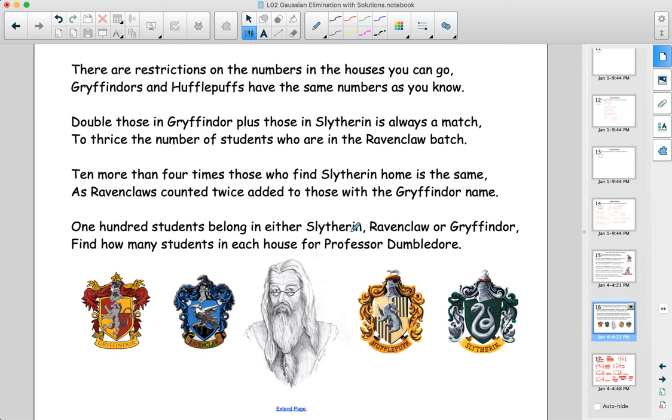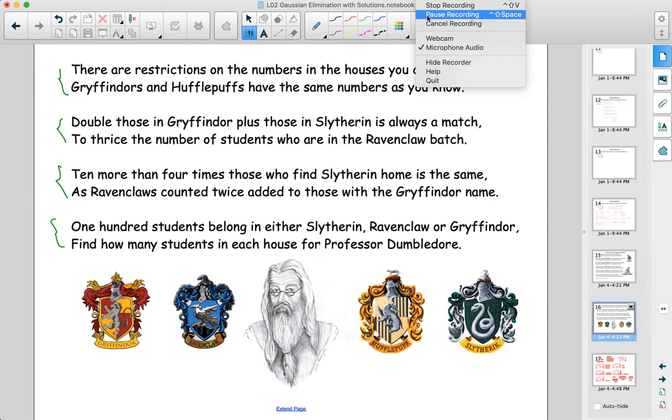100 students belong in either Slytherin, Ravenclaw, or Gryffindor. Find how many students in each house for Professor Dumbledore. So I think where we will start is read each one of these little stanzas. I think that is the proper English term for this. Each one of these will give you an equation. So I think start with the equations and a setup of your initial matrix. Again, a time to ponder pause.